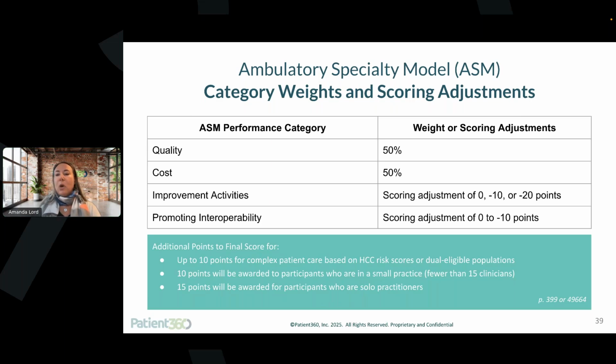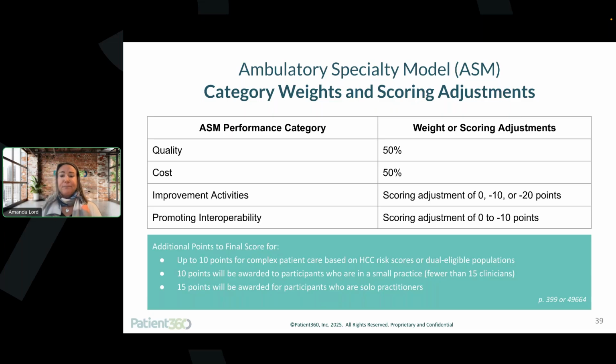CMS is not going to make the small practice PI exception that we see for traditional MIPS and MVPs available under the ASM. However, instead what they're going to do is 10 points are going to be added to the final ASM score for small practices with 15 or fewer clinicians. And if you're a solo practitioner, you'll get 15 points added to your final ASM score. So it's basically going to be a wash if you can't do the promoting interoperability category. So the PI will show up as you're getting the negative for not doing it, but then at the end they'll tack on the additional points if you're from a small practice or you're a solo clinician.